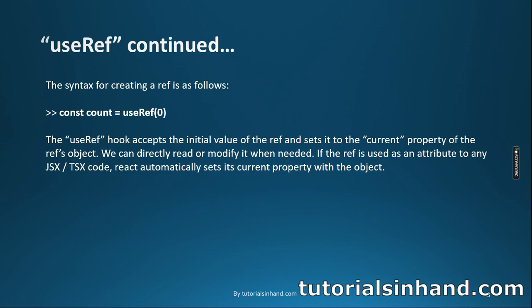What happens whenever you use the useRef hook? It accepts one argument that will be set as the default value of the current property of the ref's object. So here our count is basically the ref object in which there will be a property current in which the value 0 will be set. Not only can you set any value, but you can set any type of variable as per your requirement.